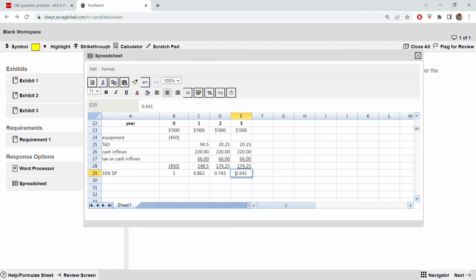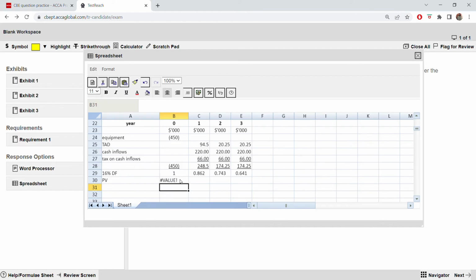0.641, it is 3 decimal places. Then the present value comes. This is taking time initially. It will take a lot of time if you see. Already 1 hour is going. But as you do more and more questions, you are going to do it at much faster pace because you know what you need. So just equal to this multiply by this, enter.